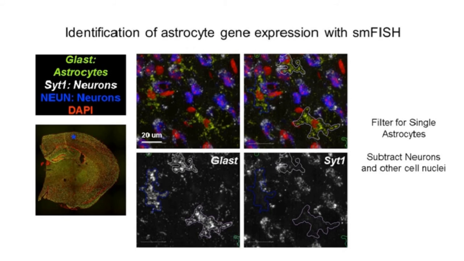For the interest of time, I'll skip the additional steps that we take to filter for single astrocytes, ruling out doublets and triplets, and also methods that we use to ensure that Glast SM-FISH specifically gives us the astrocyte gene expression, namely subtracting neurons and other identified non-astrocyte cell nuclei from the Glast positive cell area.